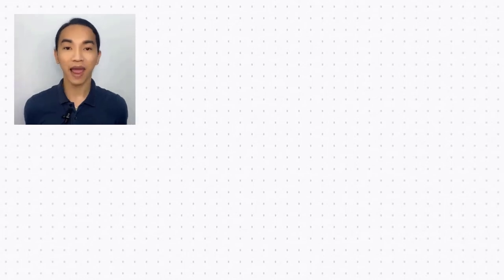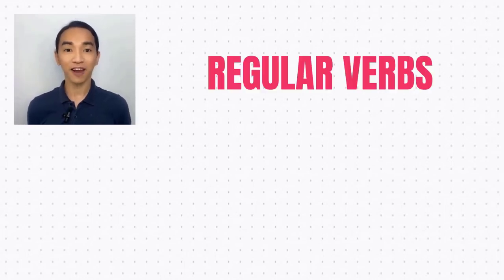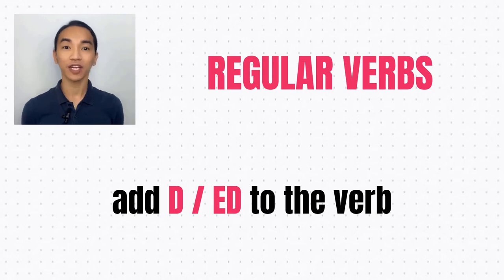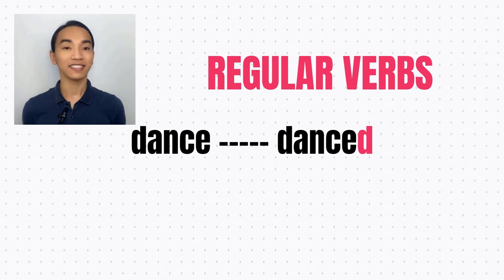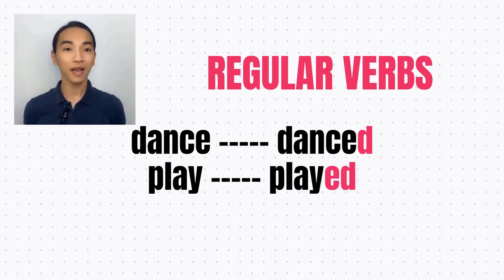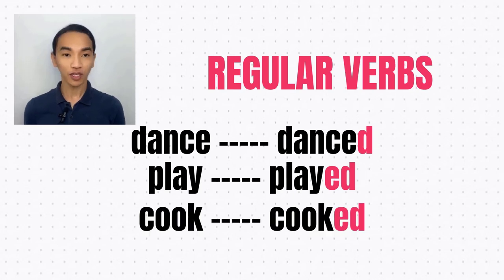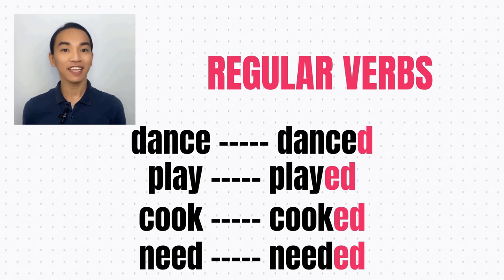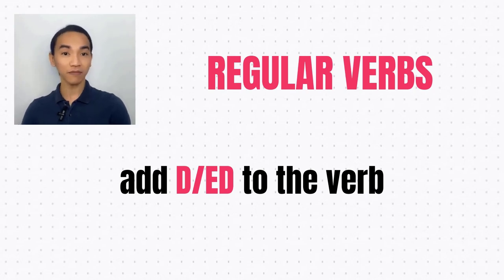Forming the verbs in their past form, you have to remember two groups of verbs. Number one, we have the regular verbs. Regular verbs are just very common and simple to understand. You just have to add D or ED to form the past forms of these verbs. Let's take a look at some examples. Dance, danced. Play, played. Cook, cooked. Need, needed. And there are so many more regular verbs. Remember, when you have to add D or ED to the verbs, then we consider them regular verbs. Okay?